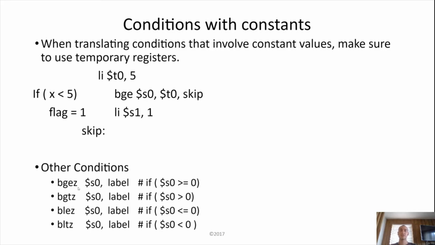We have other conditions also that are dealing with 0. So it's kind of shortcuts also. So you are just giving it one register. So this is like branch if greater or equal to 0. So it's just checking S0 if it's greater or equal to 0. And then you have your jump label. So similarly, you have greater than, less or equal, and less than 0. So basically, those are your conditions that are directly working with 0.